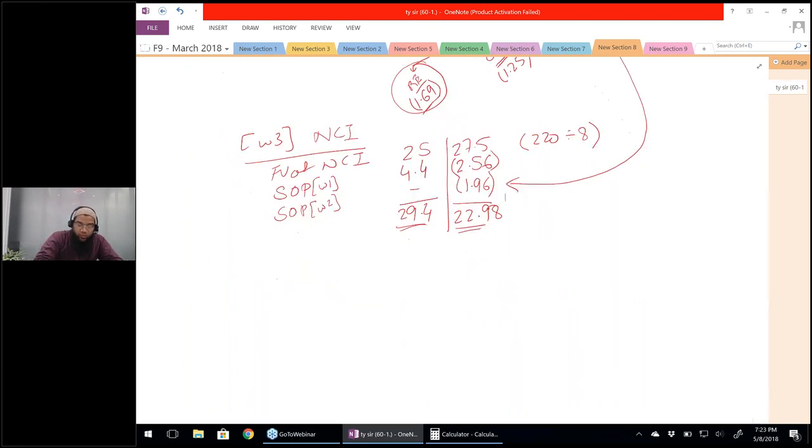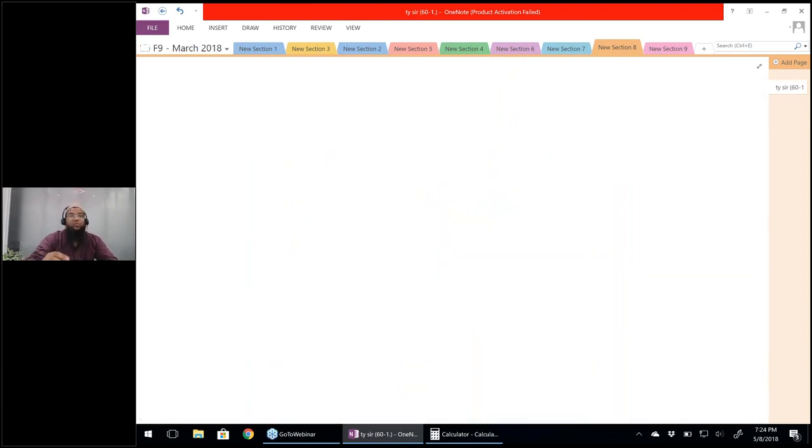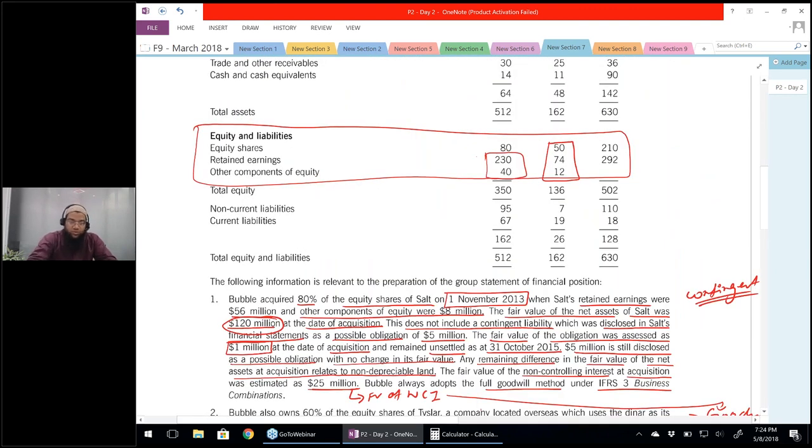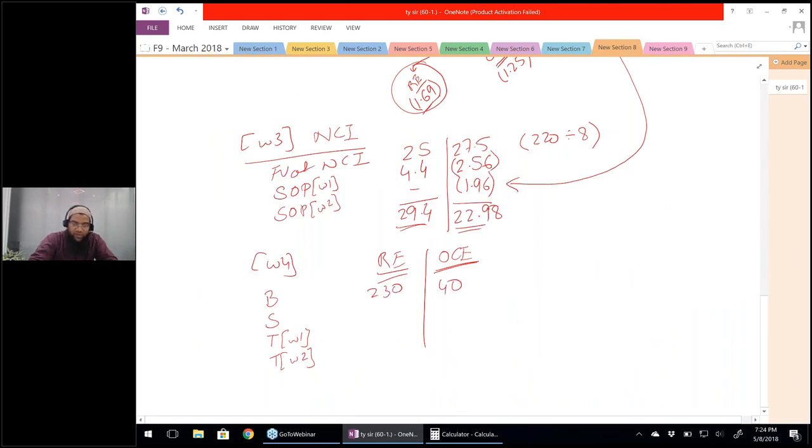Okay, so now let's solve working number four. Working number four is basically retained earnings and OCE. For this, the values will be taken from the parent's balance sheet, which is Bubble, and then we have Salt, and then we have T. In T, we have two workings, working number one and working number two. So let's take the profits of Bubble, being the parent. The value in Bubble's financial statements was 230 and 40. And then from working number two, we have negative 1.69.